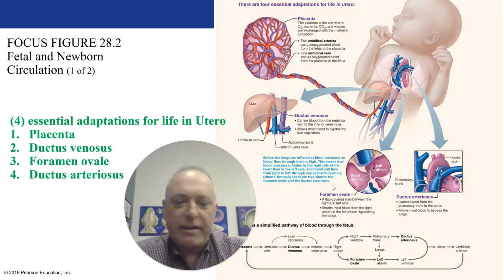The next shunt is called the ductus arteriosus. This further bypasses the lungs, and its shunt carries blood from the pulmonary trunk to the aorta. So the ductus venosus bypasses the fetal liver, and the ductus arteriosus bypasses the fetal lungs. The foramen ovale also further bypasses the lungs. And the reason is because the mother is doing the gas exchange and the filtering or detoxification of the blood. It doesn't need to be processed twice.